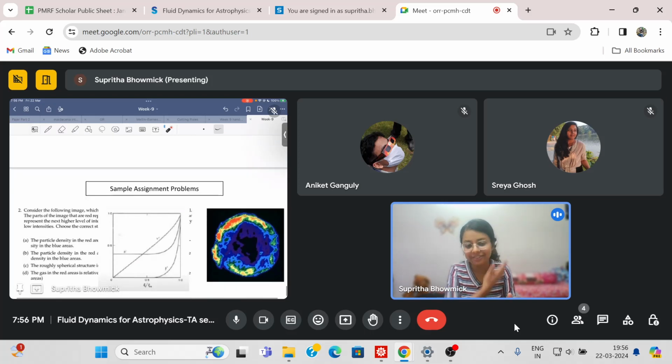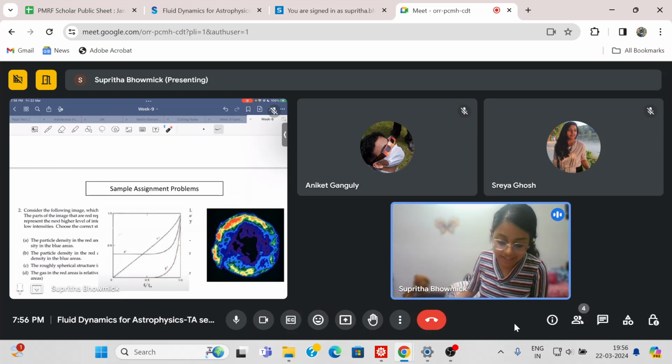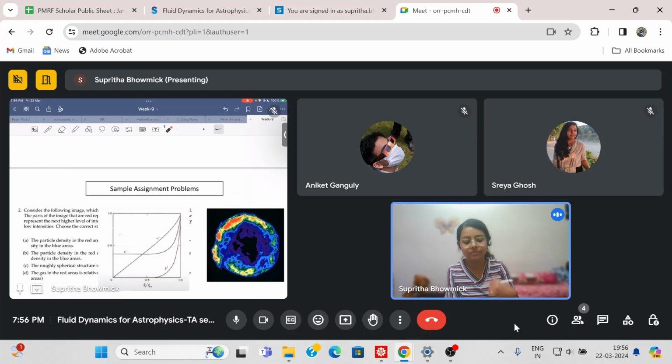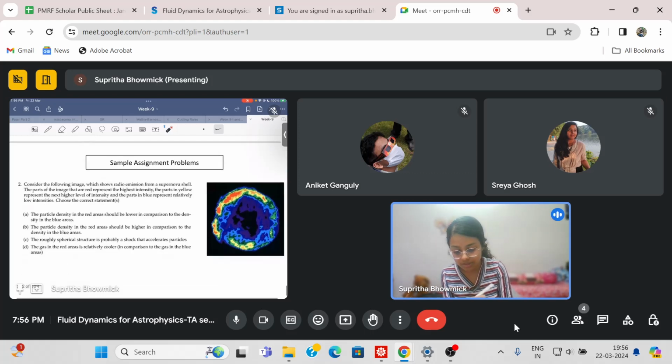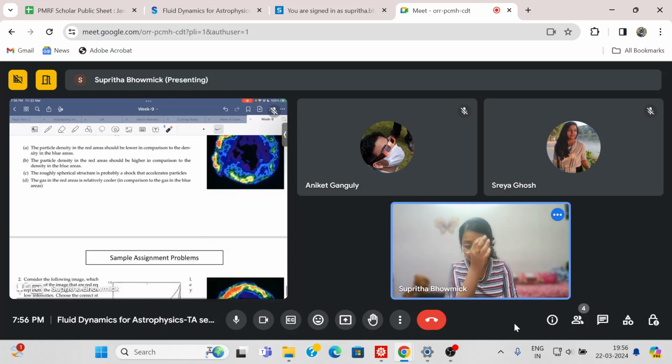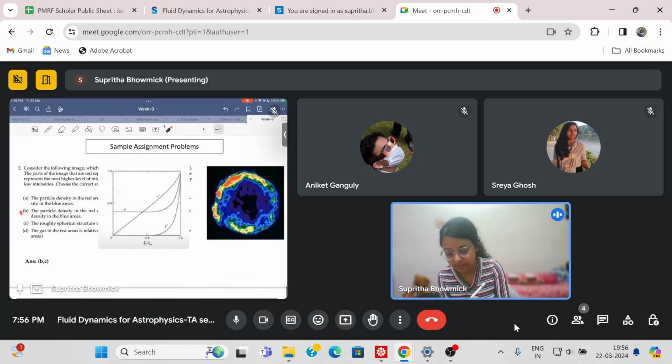Another way to say this is that the temperature will scale as the pressure. Pressure and temperature are proxies for each other, and you can see that the pressure will rise as you go closer to the shock front. So of course this will rise, and clearly it's a radio image. The more intense region will of course be hotter. So this is wrong. So the correct options are B and C.